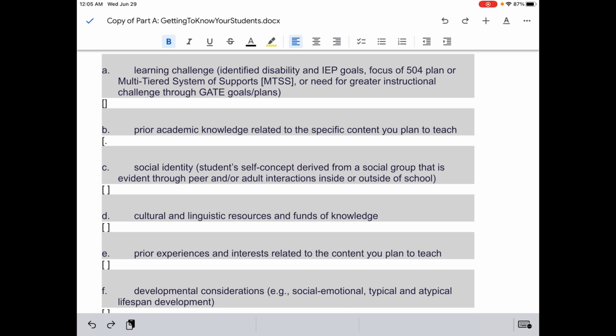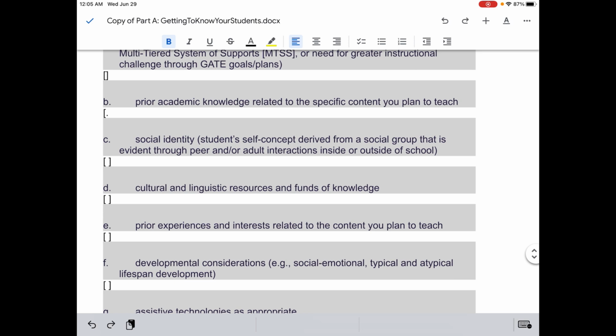And then same as section C, social identity. How is the student inside and outside of school? How is his behavior? Does his behavior reflect what is happening outside? So let's say his parents are struggling. He's very aggressive sometimes, maybe because his parents are struggling at home. We just have to mention all that, which is the same thing as focus student 1. These are similar questions. Cultural and linguistic resources and fundamental knowledge, the same thing. Prior experiences.